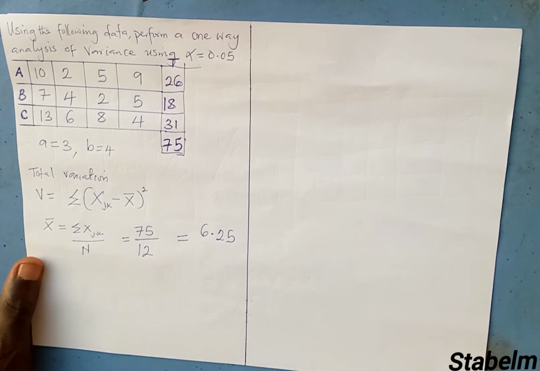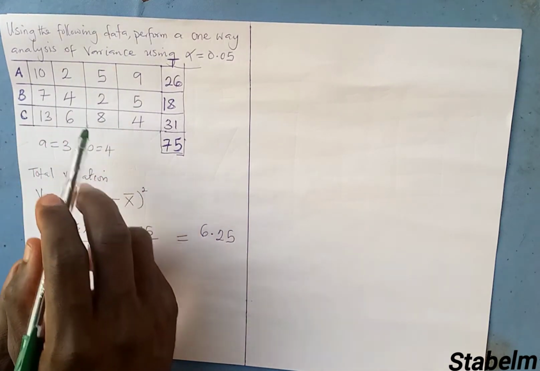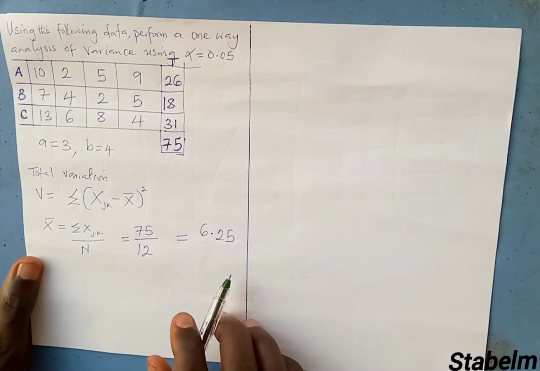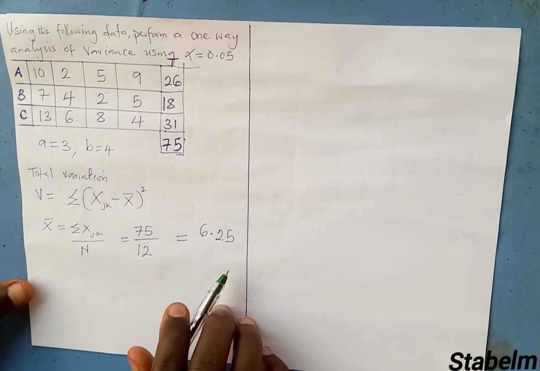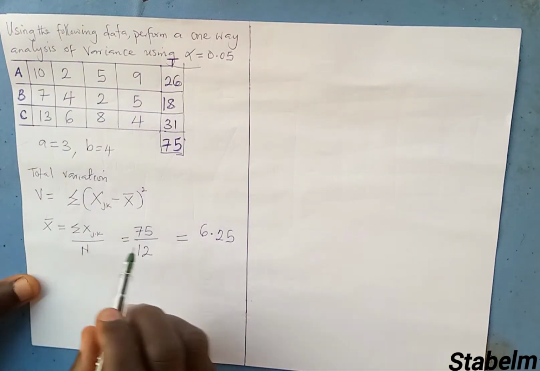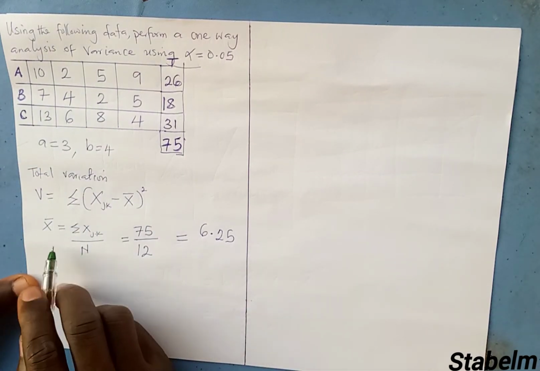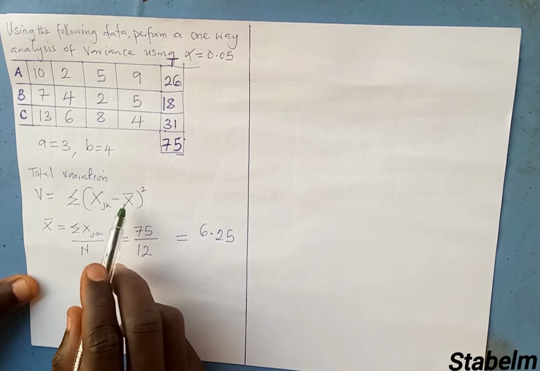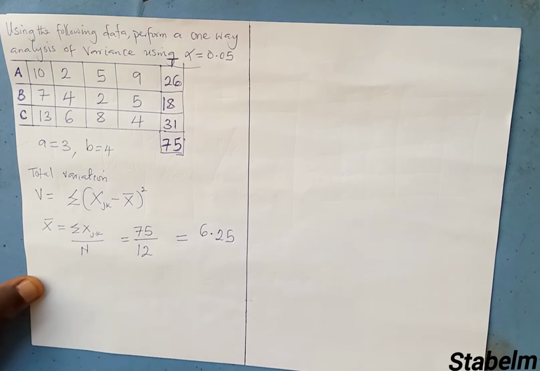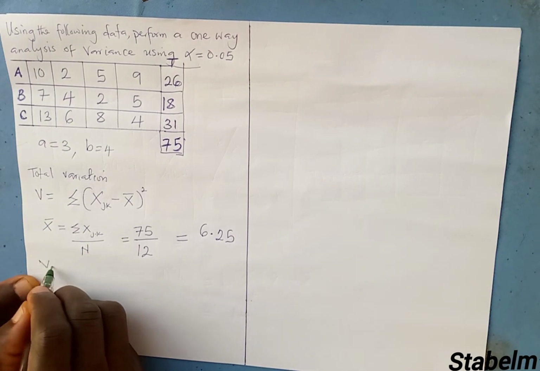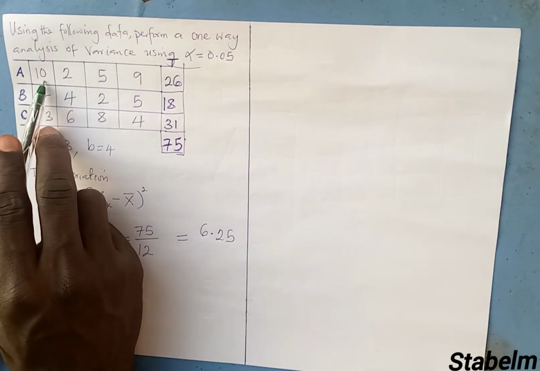So now we are going to subtract this mean from each value here, then we'll square it. Each value here minus the mean raised to the power 2 will definitely give us what we need. So that is our total variation. And so we have V equals, the first value here is 10.